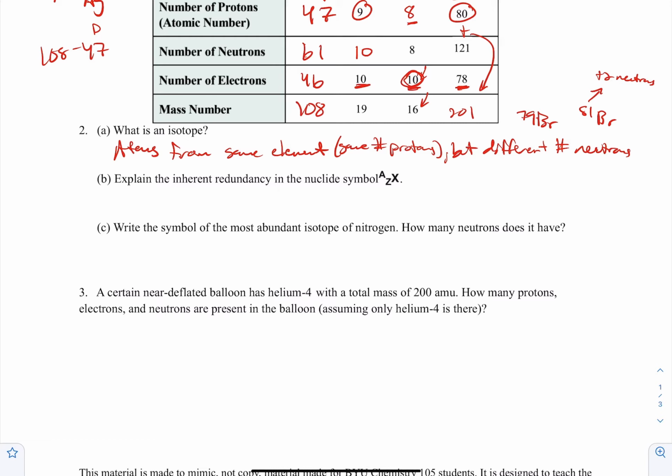All right, part B. Explain the inherent redundancy in the nuclide symbol A Z X. Okay, we were using the proton count, remember, to identify the element. So this is actually really redundant. I notice that I've written this bromine isotope as just the 79, right? Because I already know that because it's bromine, it has 35 protons, and I don't need to write that there. I could technically say bromine and then 35 down here. It's just saying the same thing, right? So we just leave that out for simplicity's sake.